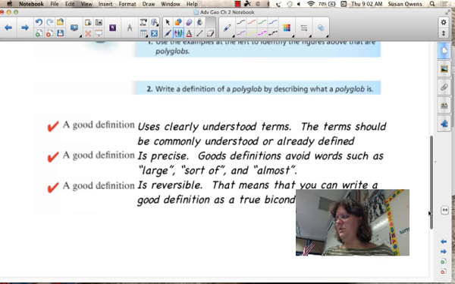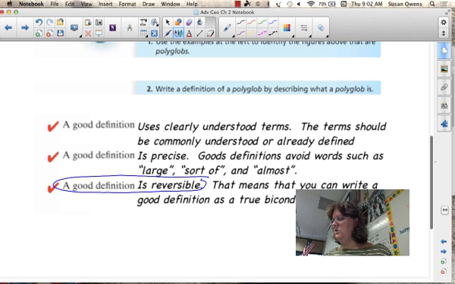And this is the important thing for all the definitions in our book. A good definition is reversible. That means you can write a good definition as a true biconditional statement. When we get a definition, we automatically know it's reversible, which means that when we're writing a proof, we can use a definition in our proof, even if what we're really saying is the reverse or the converse of what we're trying to say.